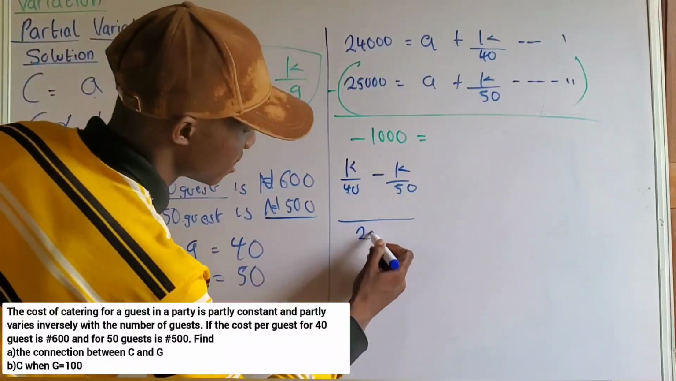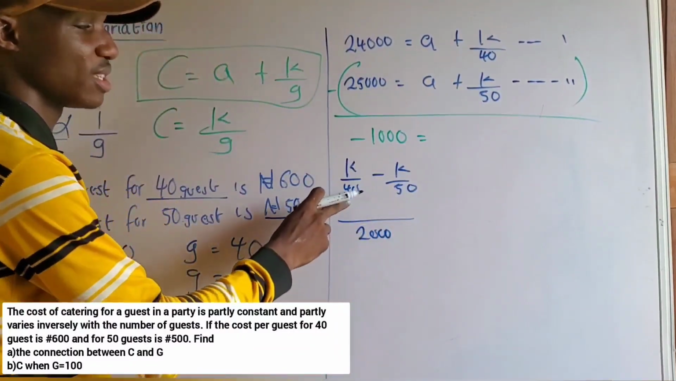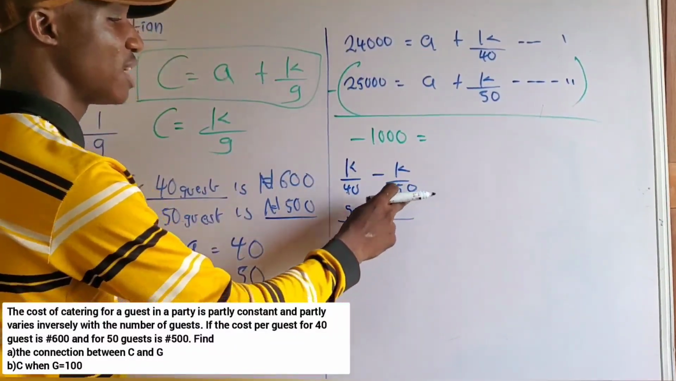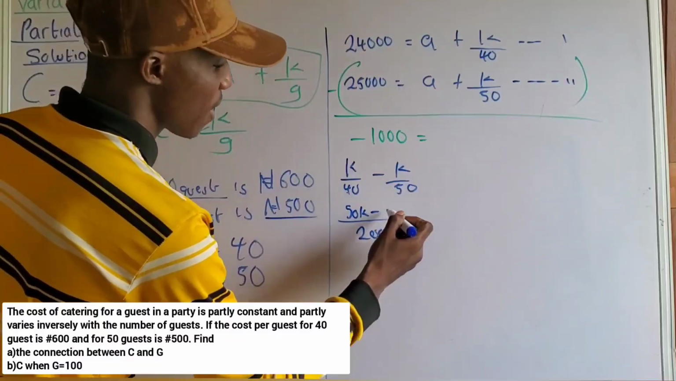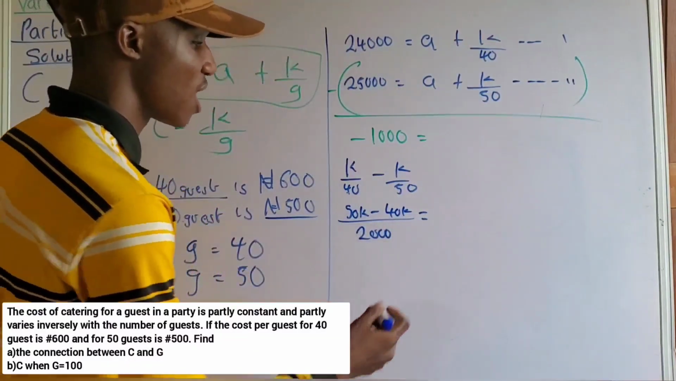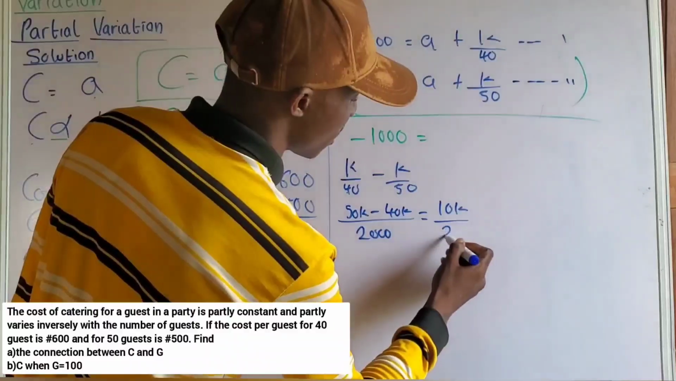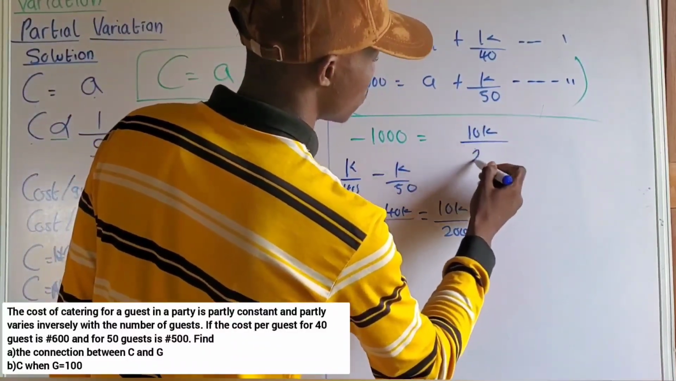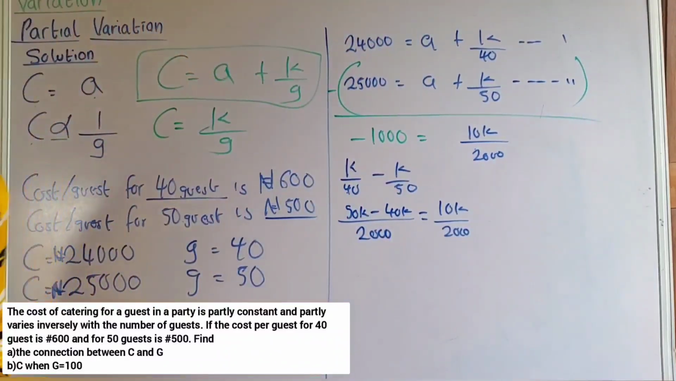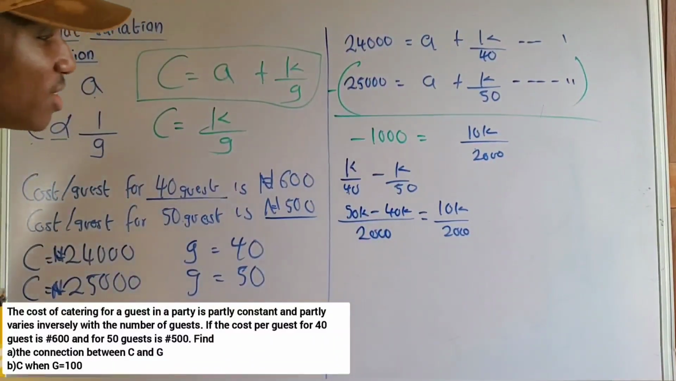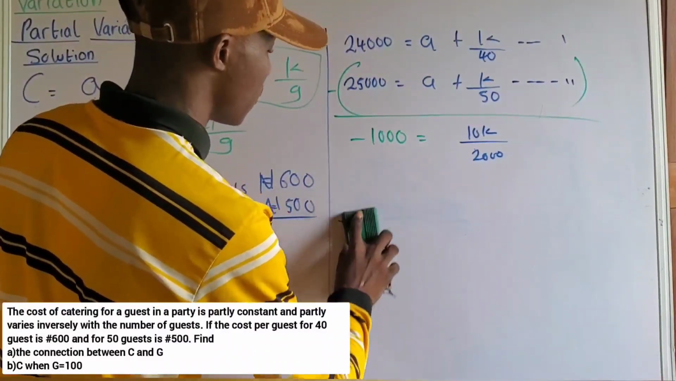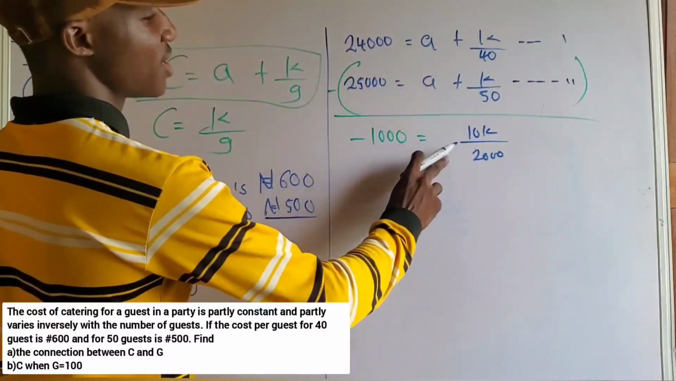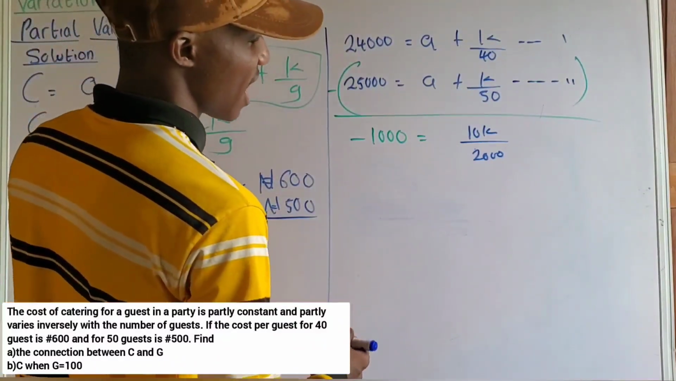I'm going to have 2,000. Okay, 2,000 divided by 40. That is what? 50. 50 times k. That is 50k minus 2,000 divided by 50, that is what? 40. 40 times minus k, that is 40k. So I'm going to have 10k all over 2,000, right? I just show you the steps so that we know that we just take the LCM. So if you subtract k over 50 from k over 40, we're going to have 10k all over 2,000. And you can even reduce it, okay?